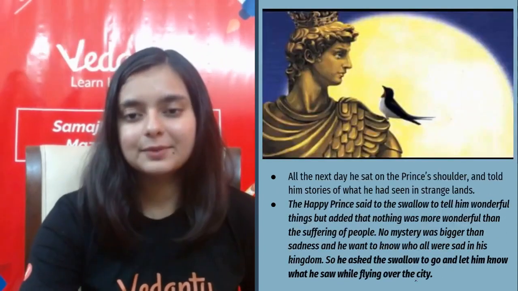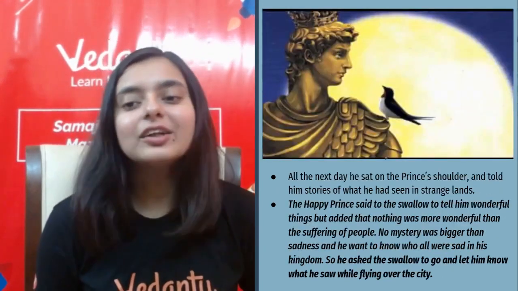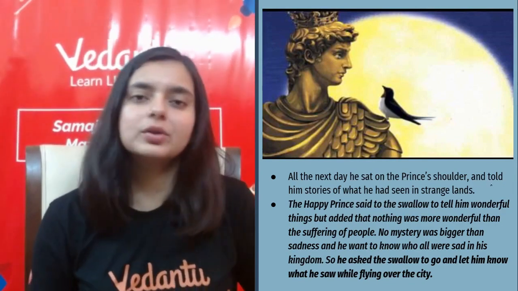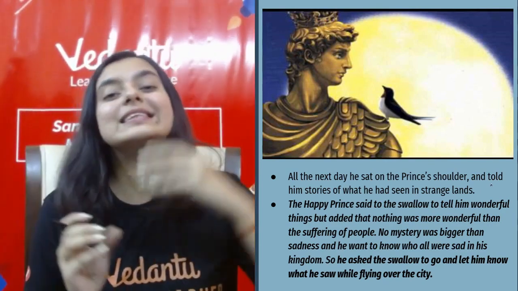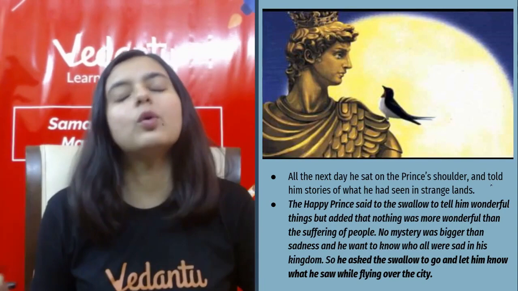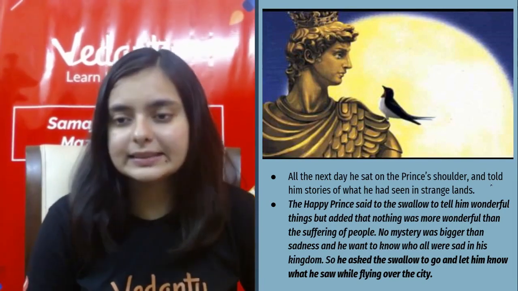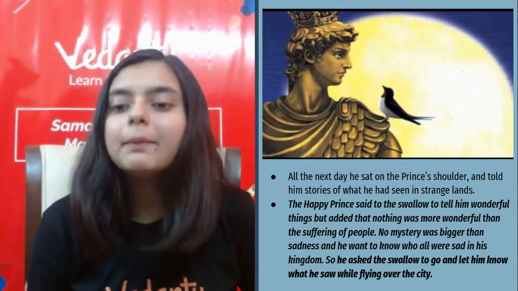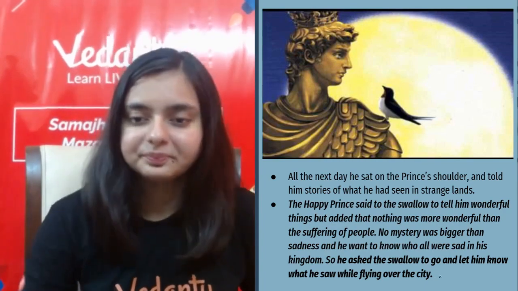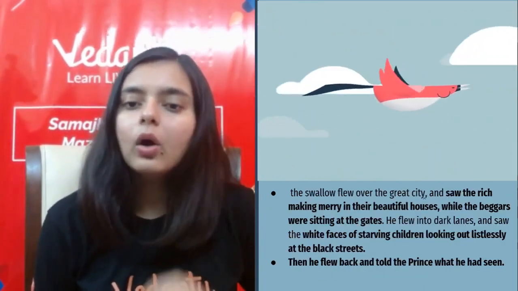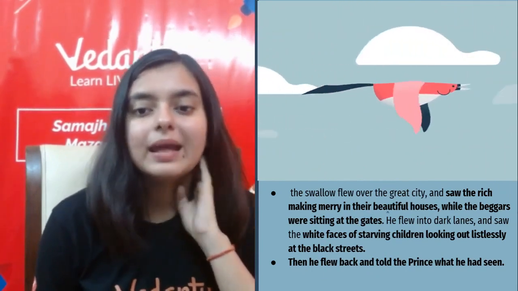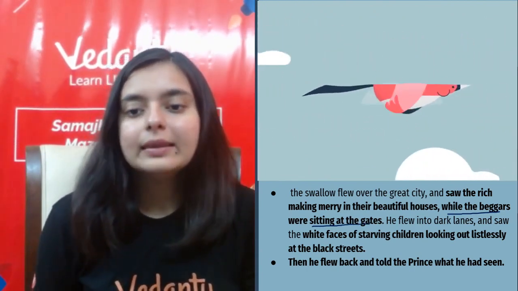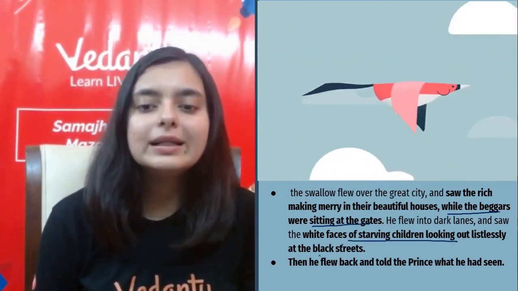The next day, he sat on the prince's shoulder and told him the stories of what he had seen in strange lands. So now it was the swallow who could see, the prince could not see anymore. So it was the swallow who narrated all the stories to the prince. And the prince said, don't give me all the wonderful stories that you see. Tell me about the sufferings. Okay. So then the swallow flew over the city and saw the rich making merry in the beautiful houses while the beggars were sitting at the gates. The white faces of starving children looking out listlessly.